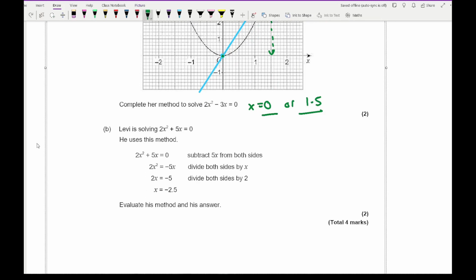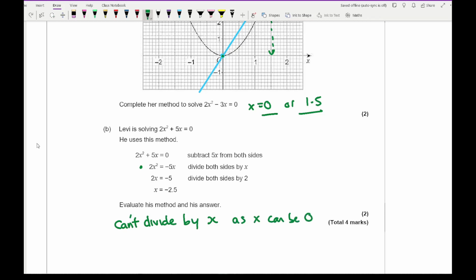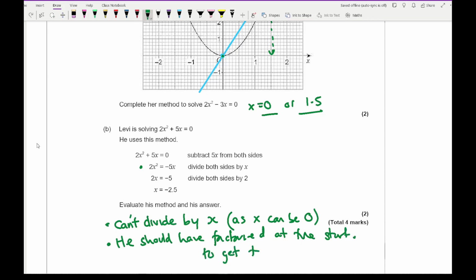So for this, for starters, there's a couple of things he's done wrong. At this point here, you can't divide by x because x could equal 0. So that's one point. And also you should have possibly two answers. So what you should have done is he should have factorized at the start to get two solutions, not one.